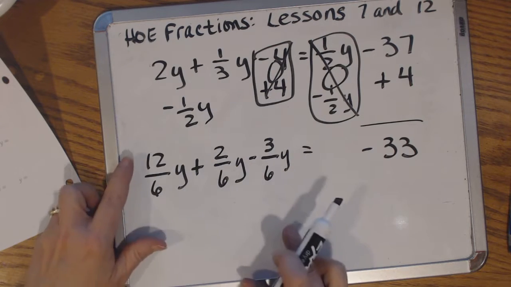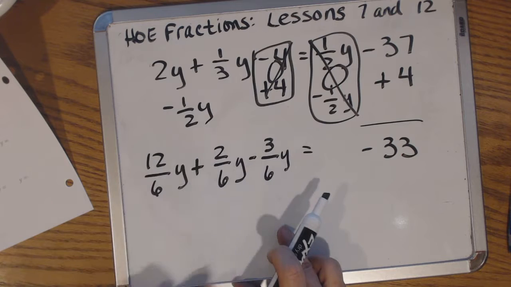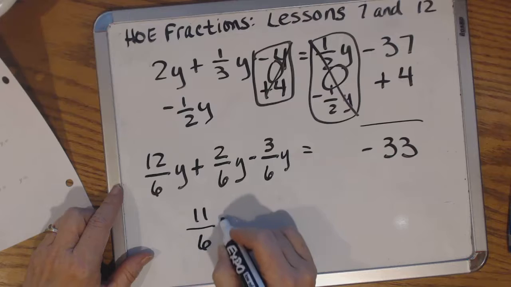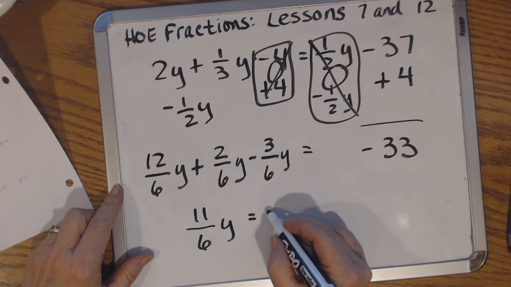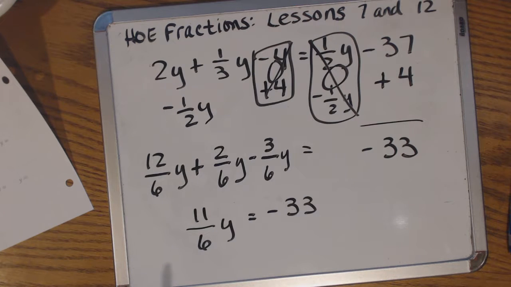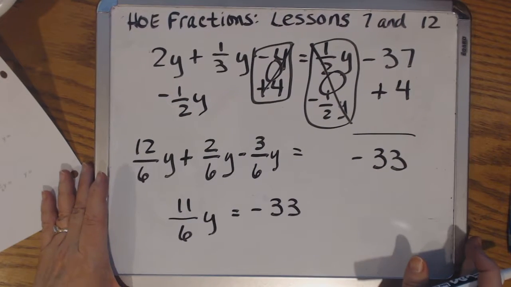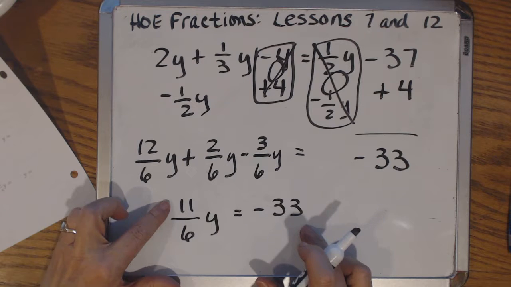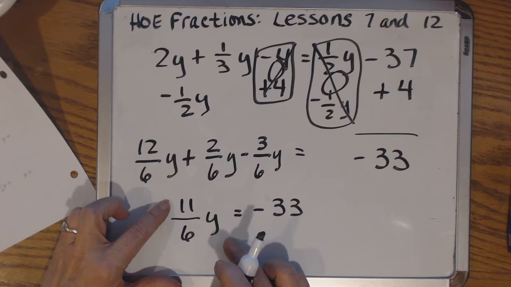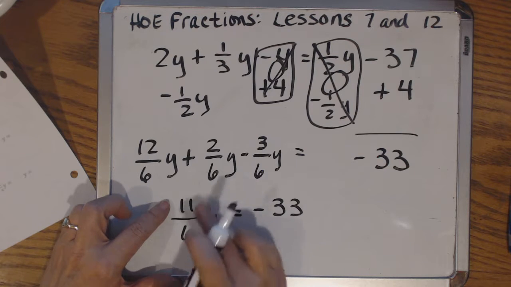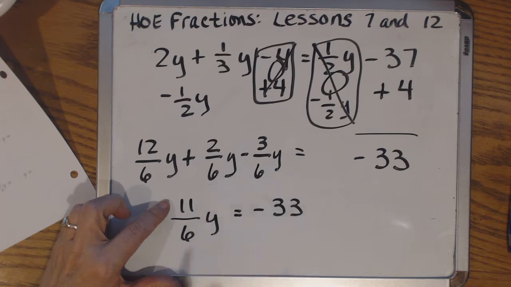Now it's just really easy. 12/6 plus 2/6 minus 3/6, that's going to be 11/6 of y equals negative 33. So again, I could maybe try to logic my way in terms of what do I have to multiply this by. In other words, I've got really 11 times, and this has to be a negative 3, but I'm dividing by 6. So you may be able to intuitively figure out that this has to be negative 18.